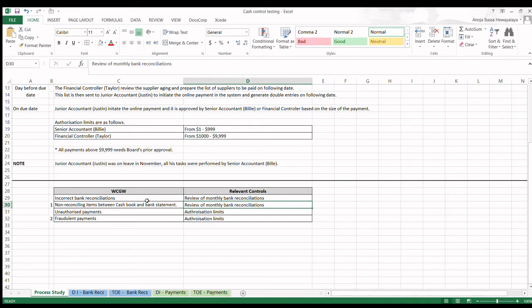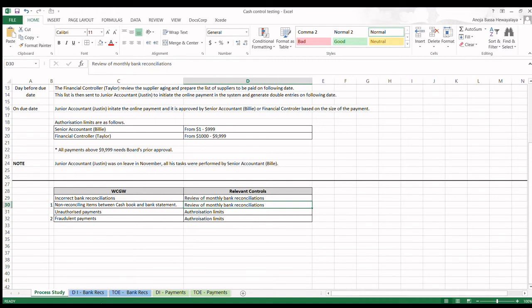First is incorrect bank reconciliations, and second is non-reconciling items between cash book and bank statement. These two risks are mitigated by review of monthly bank reconciliations. And third, what can go wrong is unauthorized payment, and fourth is fraudulent payments. Those are mitigated by authorization limits. So this is my table for what can go wrong and relevant controls.